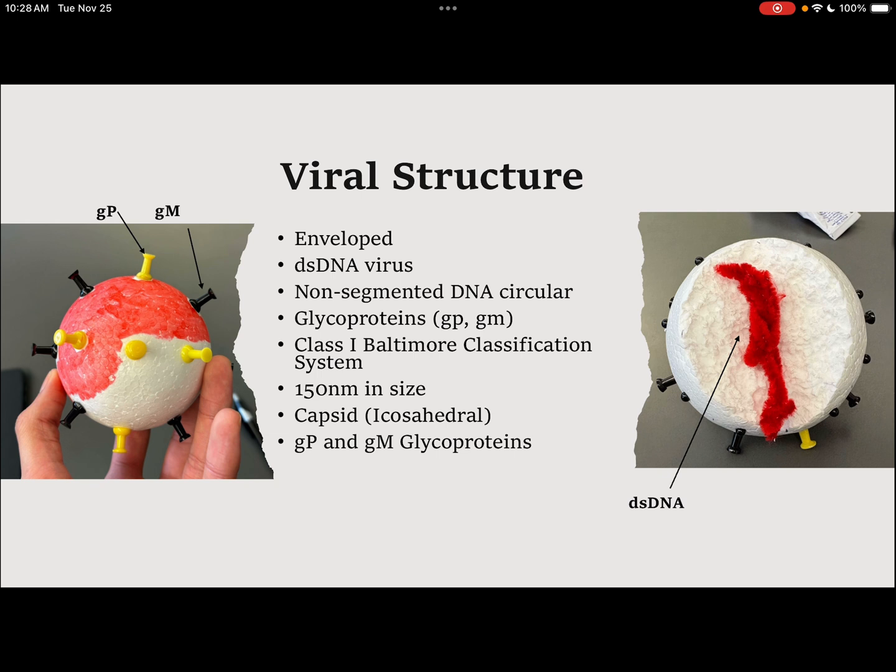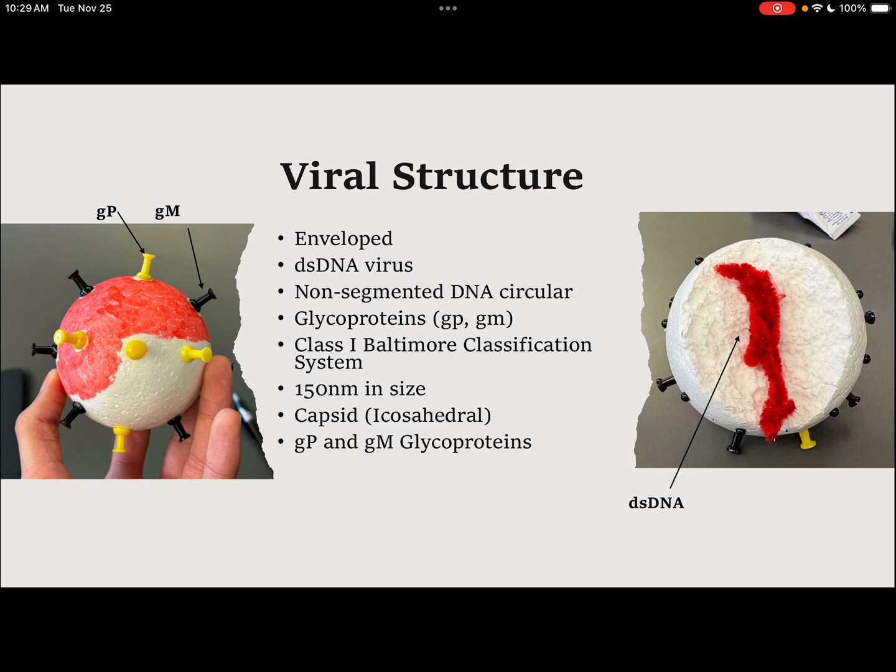CMV1 is an enveloped double-stranded DNA virus that falls under Class 1 of the Baltimore classification system. We can also see that it has a non-segmented genome, and the DNA will begin to circulate once inside the host nucleus. We'll get into that a little bit further into the presentation.